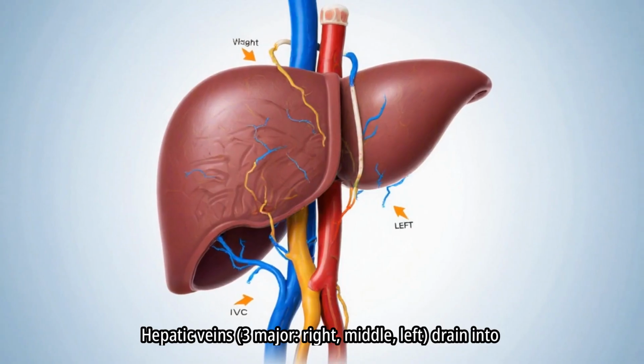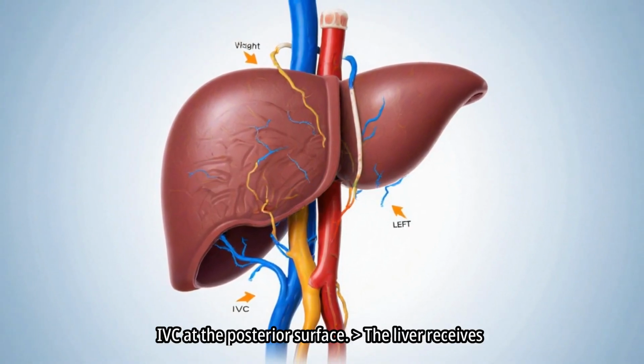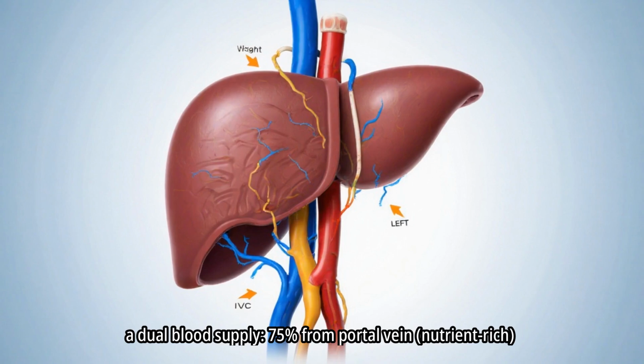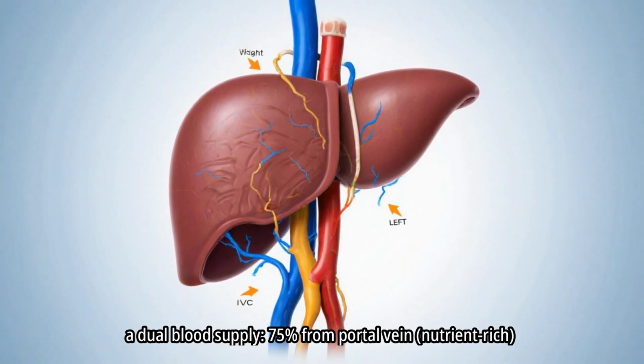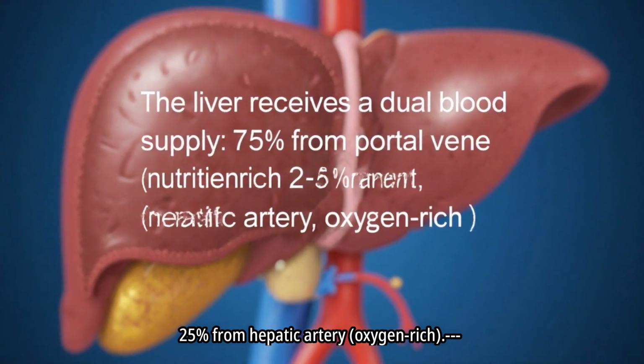Hepatic veins, 3 major: right, middle, left. Drain into IVC at the posterior surface. The liver receives a dual blood supply. 75% from portal vein, nutrient rich. 25% from hepatic artery, oxygen rich.